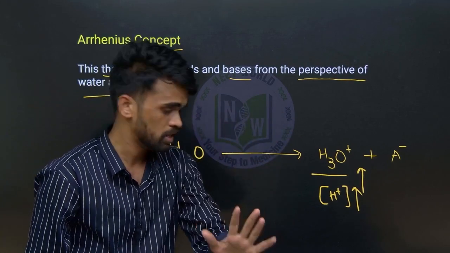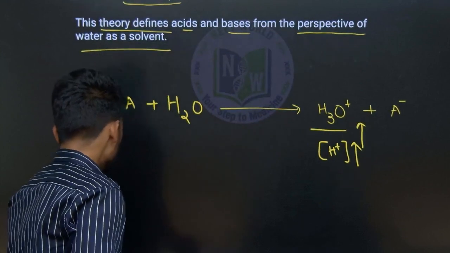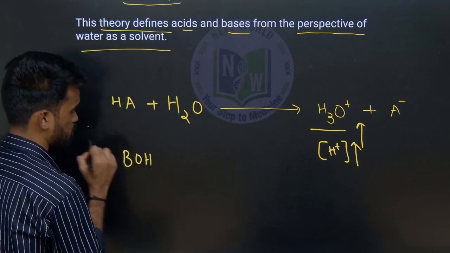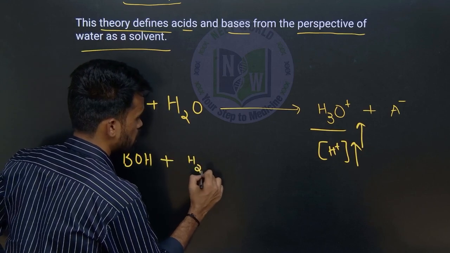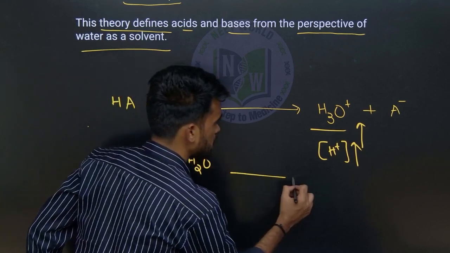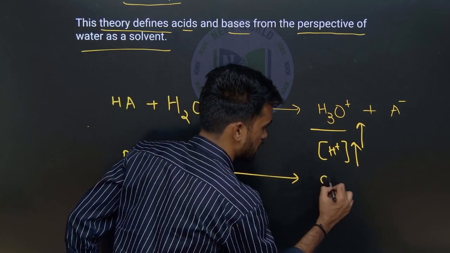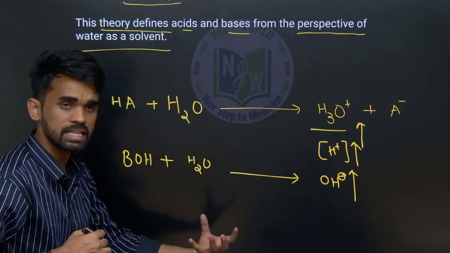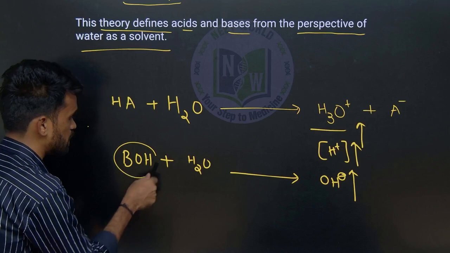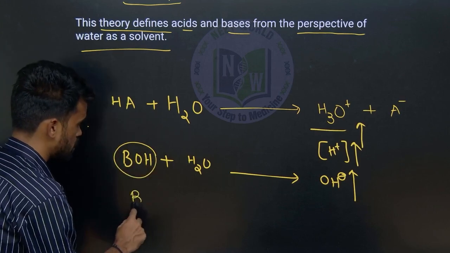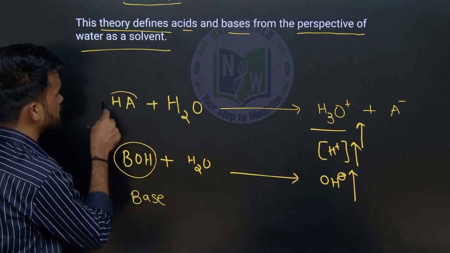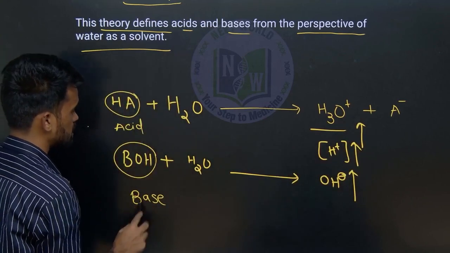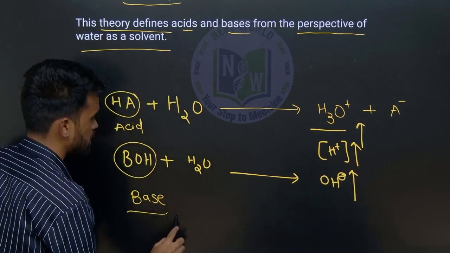as acid. Now, if any substance, let us say I am generalizing BOH is a substance, is placed in water, in the aqueous medium, and it increases the concentration of OH minus ion, then this particular substance is called a base. I hope it is clear. If it increases the concentration of H plus ion, I say it is an acid. If it increases the concentration of OH minus ion, I say it is a base.